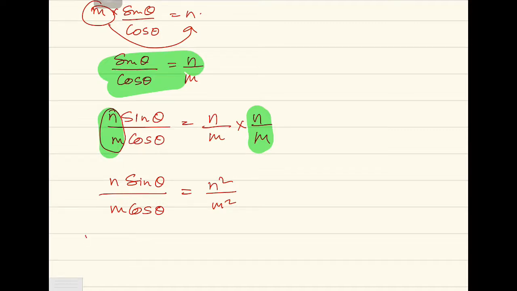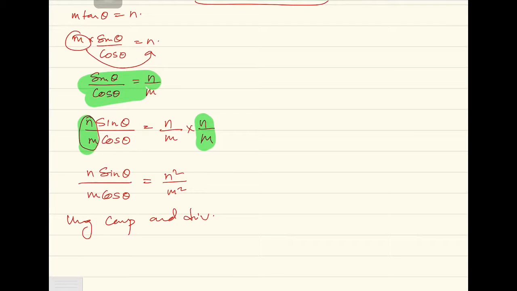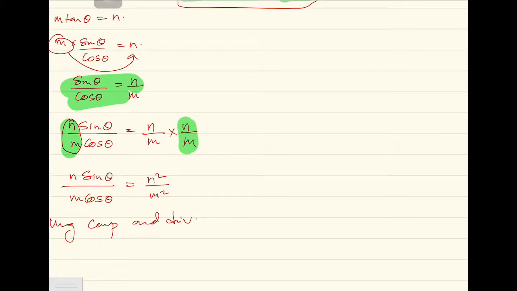Correct? Now using componendo and dividendo, that is what we'll use from class 10. This is one of the properties of ratio and proportion. What will you get? Let me do it. Up here you will get numerator, that's n sine theta, plus denominator m cos theta. Do you remember componendo dividendo?